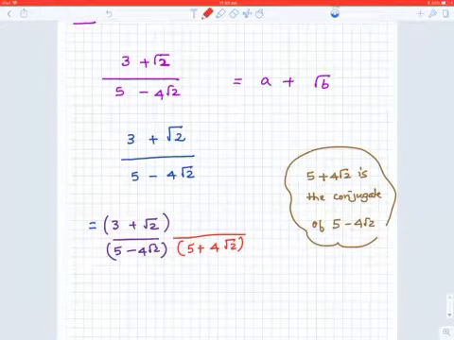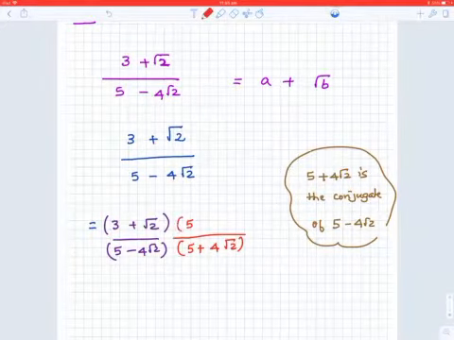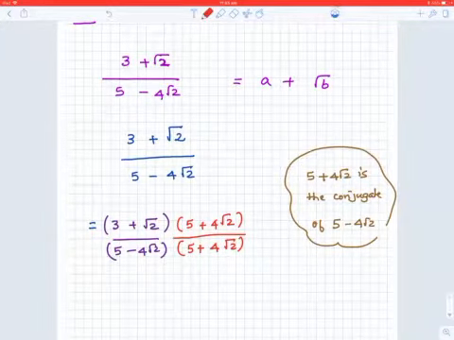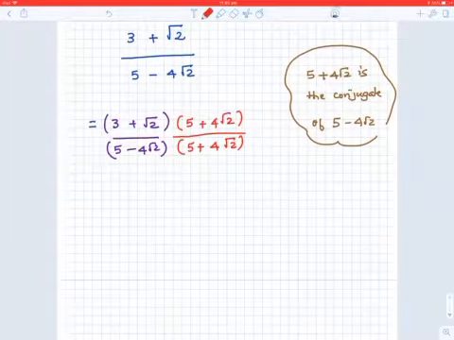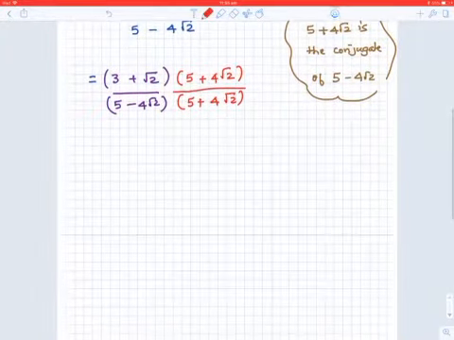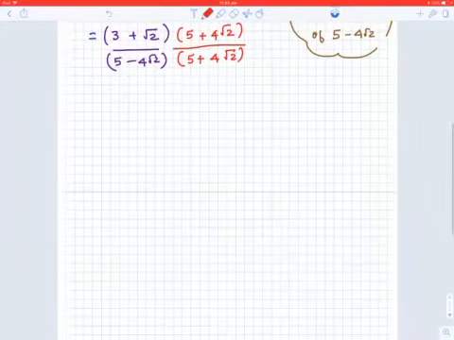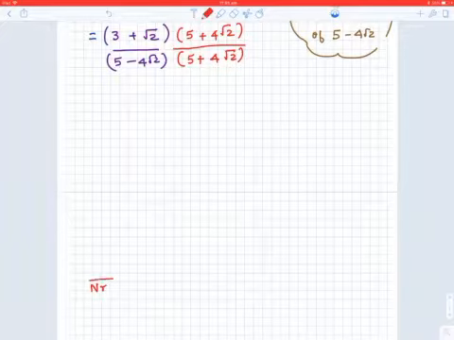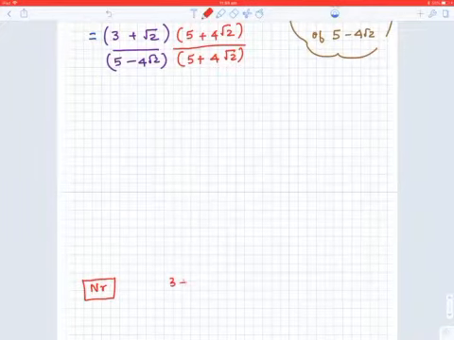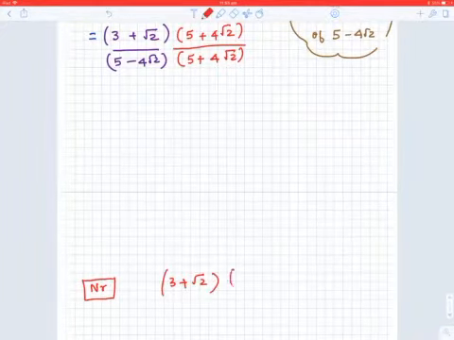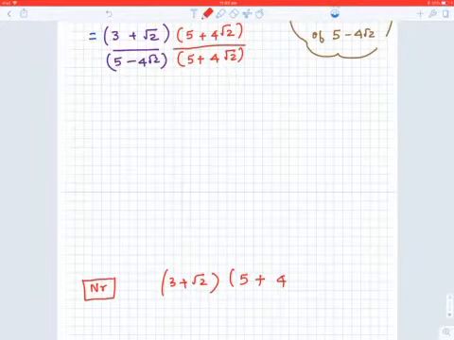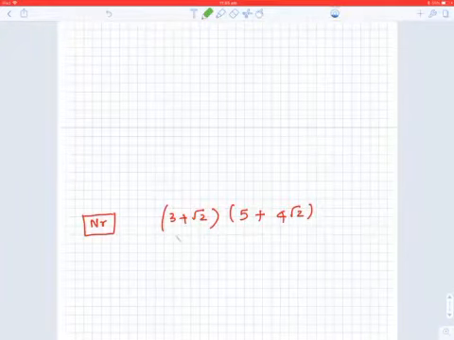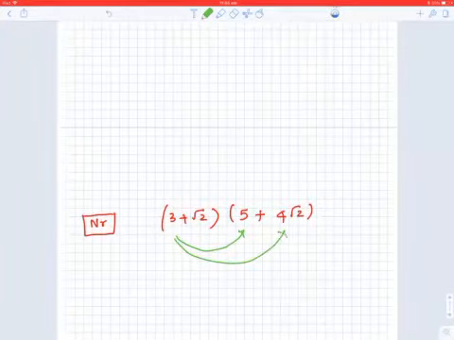So multiply the denominator by its conjugate. When I do something, I do exactly the same with the numerator as well. So I multiply the numerator also by 5 plus 4 root 2. Okay, so next step, I'm going to simplify the numerator. So when I go to the numerator, my numerator is 3 plus root 2 times 5 plus 4 root 2. I'm just going to expand this.